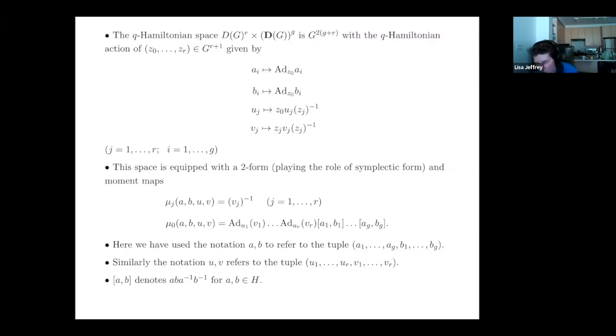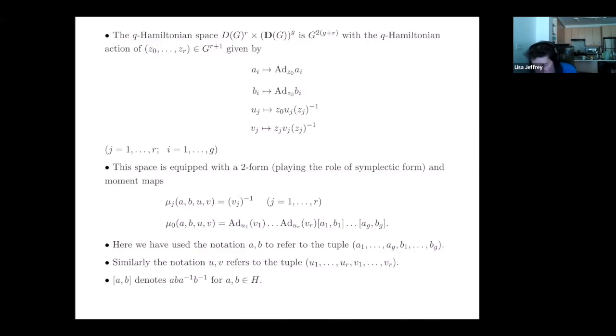So it's left multiplication or right multiplication on some of the variables. The U, V variables correspond to the double, and the A, B variables correspond to the internally fused double. This space is equipped with a two form, which plays the role of symplectic form, and with maps that are called moment maps, but don't satisfy all the criteria of moment maps, but enough to allow one to define an analog of symplectic reduction.